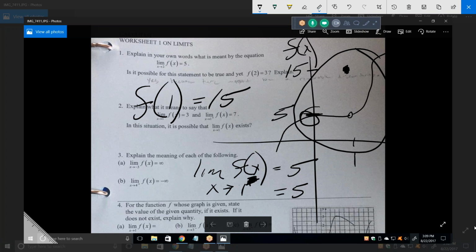And you see why? Make sure you understand that. This is a very important principle in limits. Yeah, I get it. That's why they ask this question. Is it, in this situation, possible that that limit exists? And the answer is no, because the limit from the left is not the same as the limit from the right.